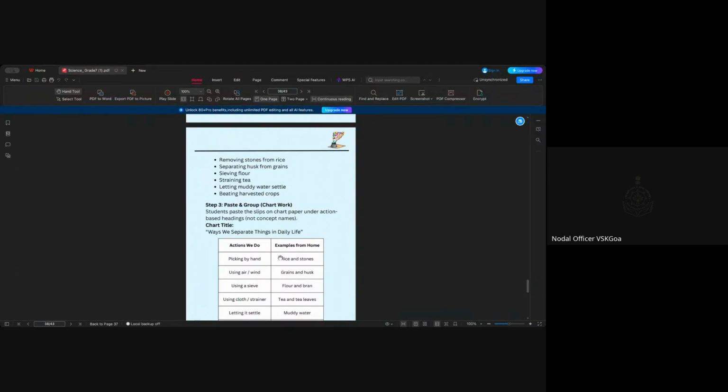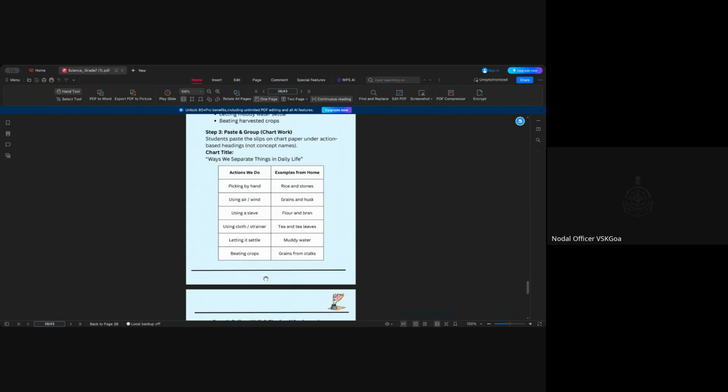Okay, and then they are discussing. Think, pair, and share can be used between two students, or it can be done in a group of 4 also, and then they are writing what action is preferable in that particular context. For separating rice and stone, what is possible? For grain and husk, what is possible? The way in which they need to separate.